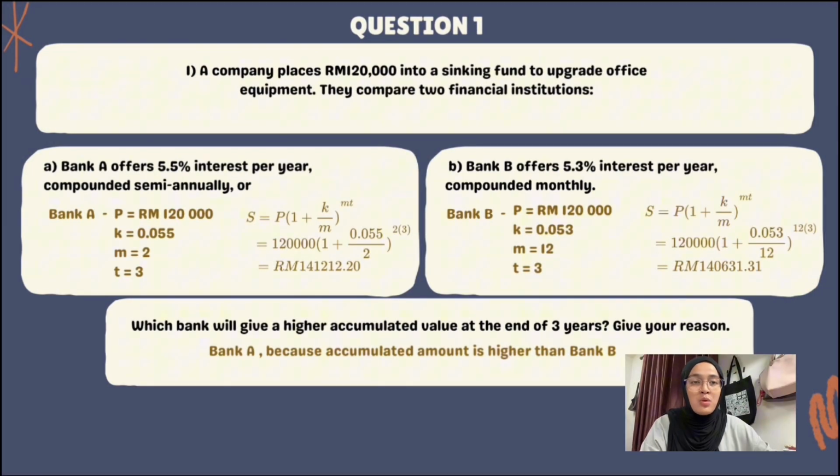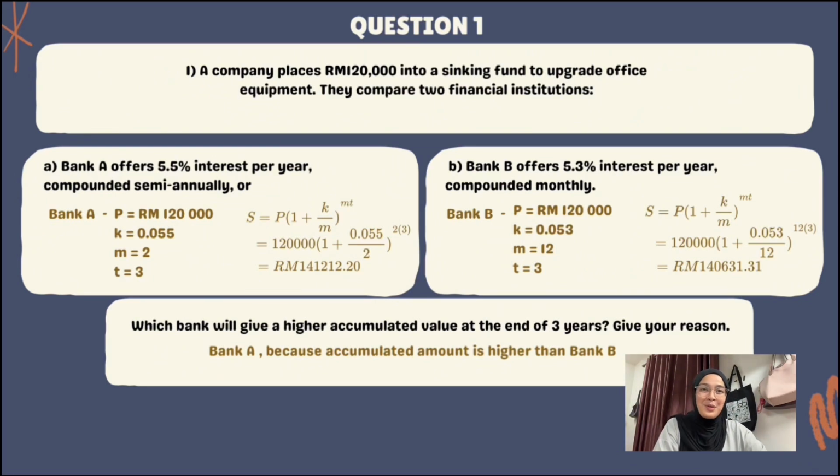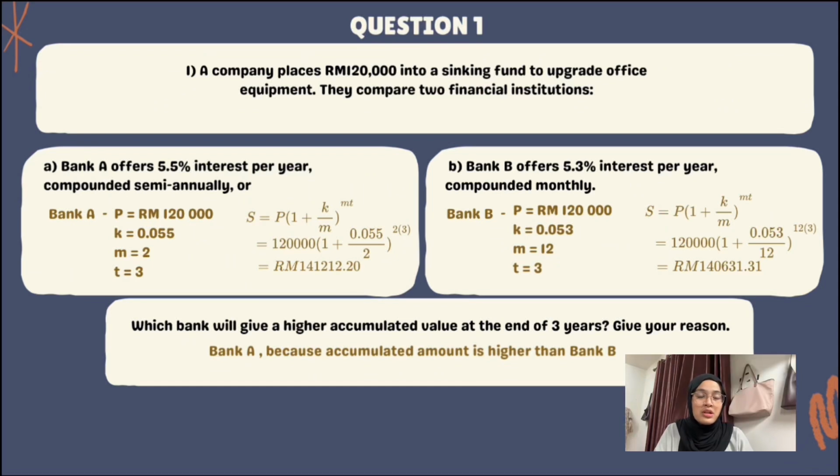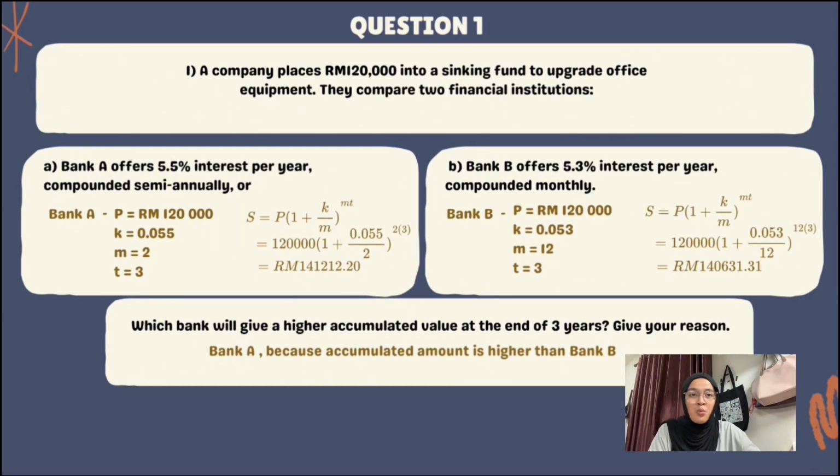Assalamualaikum and hi. For question 1, we need to compare two financial institutions, which are Bank A and Bank B. For question A, we will use the compound interest formula. This is the information that we got from the question. After we substitute the values, we will get 141,212 ringgit and 20 sen. For question B, we will still use the same formula. For Bank B, this is the information that we got. After we substitute the values, we get 140,631 ringgit and 31 sen. For question 1, it asks which bank will give the higher accumulated value and asks us to give a reason. So, the answer is Bank A because it has a higher accumulated value than Bank B.